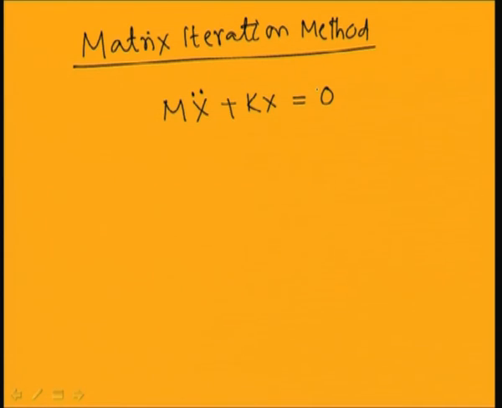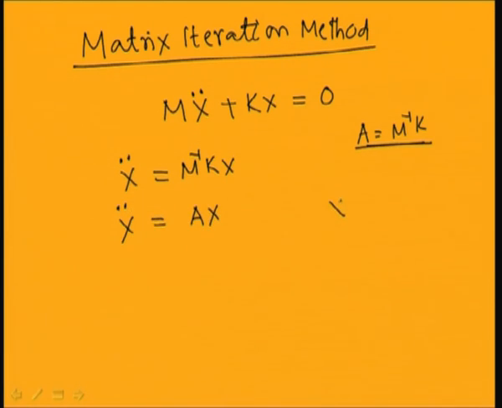So, this is the free vibration equation for a multi degree of freedom system. By writing A equal to M inverse K, I can write this equation in this form: x double dot will be equal to M inverse K x, or x double dot will be equal to A x.